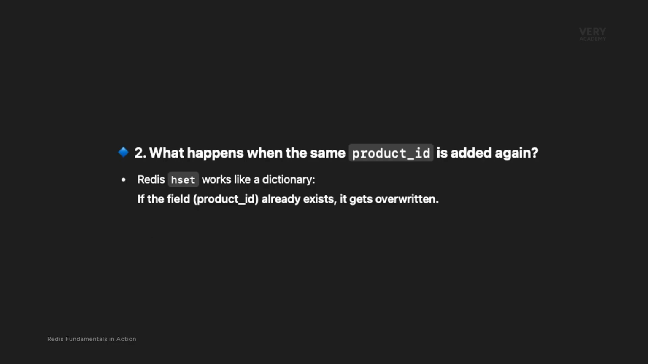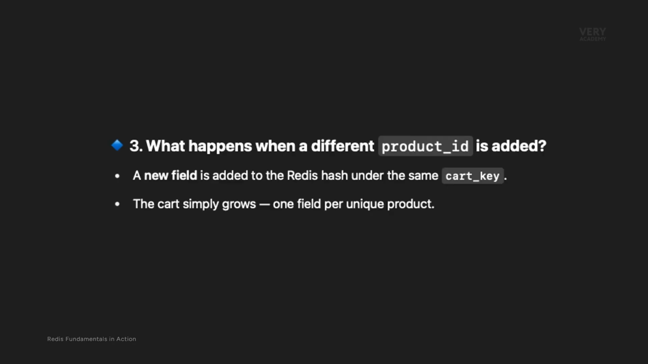So when we add multiple items, what happens to the product ID? Well, it will simply just override the existing ID if it already exists. Now, if the product ID already exists, obviously it just overwrites. But if it's different, a new field is added to the Redis hash underneath the same cart key. So that's how the cart grows, one field per unique product. And that way, we ensure that all the associated products from the same user are kept under the same hash.